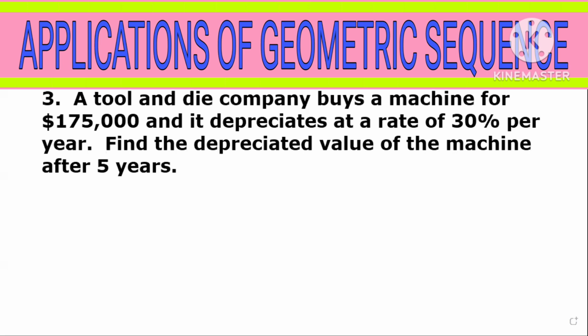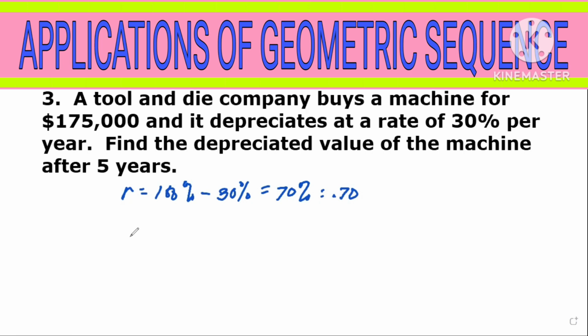And as I said in the previous example, if the value depreciates, then we can solve for r by deducting, no, the rate from 100% instead of adding it. So, to solve for r without listing the terms, r is equal to 100% minus 30% or 70%. So, in decimal form, this is equal to 0.70. Now, how do we find the depreciated value of the machine after 5 years?